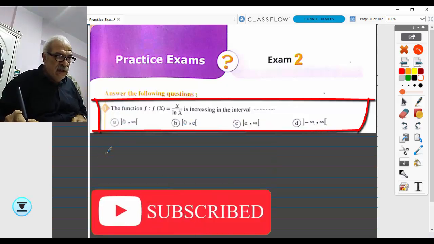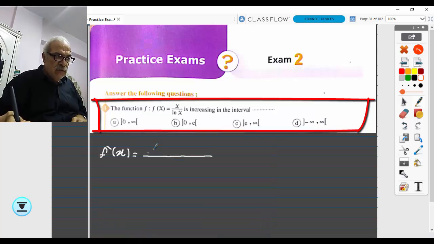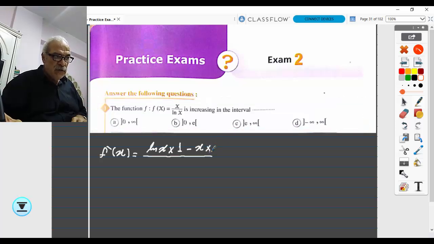First, we must find f dash. So f dash of x equals the denominator ln x multiplied by the derivative of the numerator, which equals 1, minus the numerator multiplied by the derivative of the denominator. What is the derivative of ln x? The derivative of ln x is 1 over x, all over the denominator squared, which equals ln x all squared.